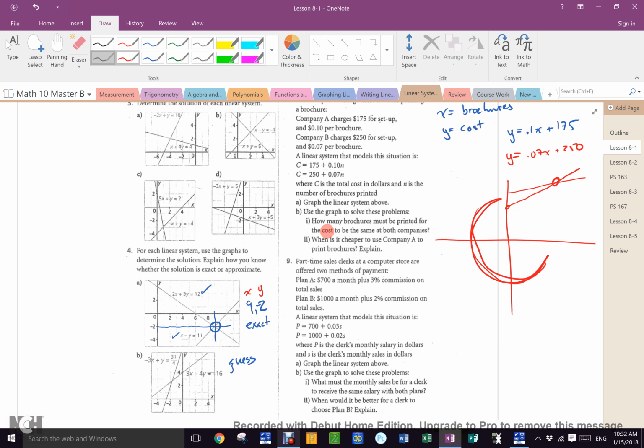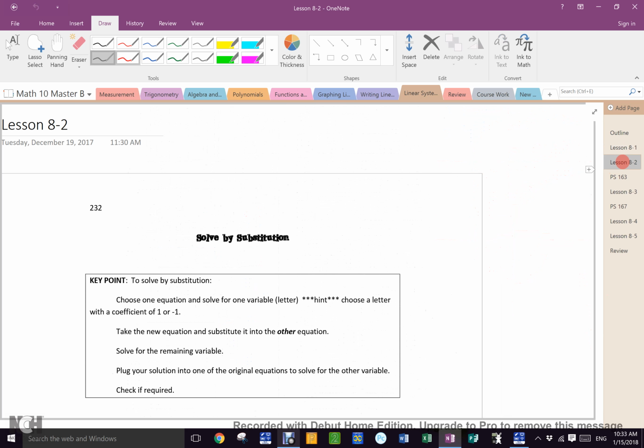Now, as you can see from 8 and 9, there's situations where graphing stinks, right? Who wants to graph it? Now, just like in the last 2 units, you can also work with linear equations doing algebra, not graphing. And that's what we're going to move on to right now. Your next page should be 232. It should say solve by substitution.